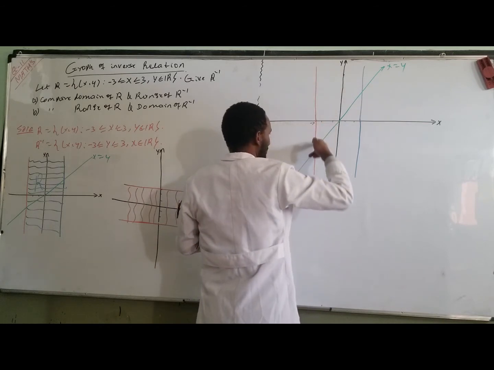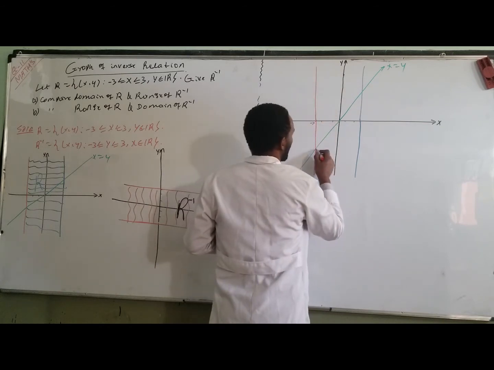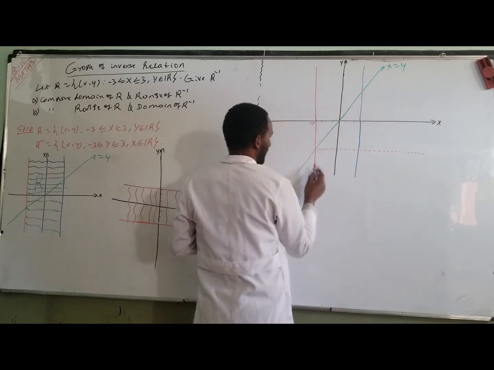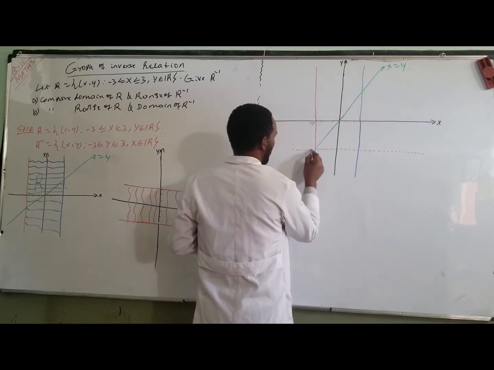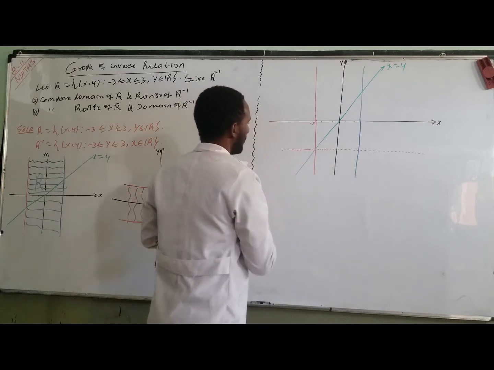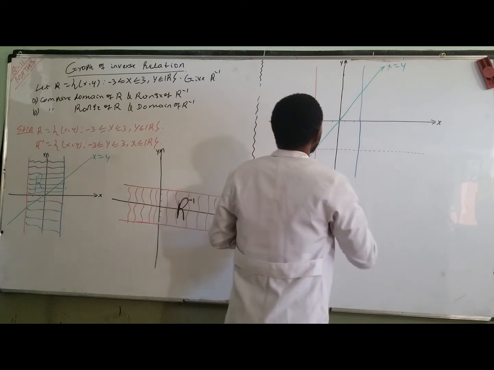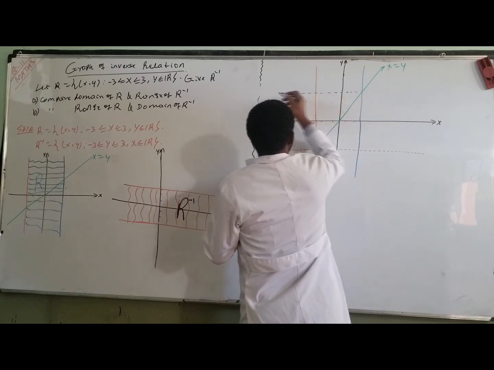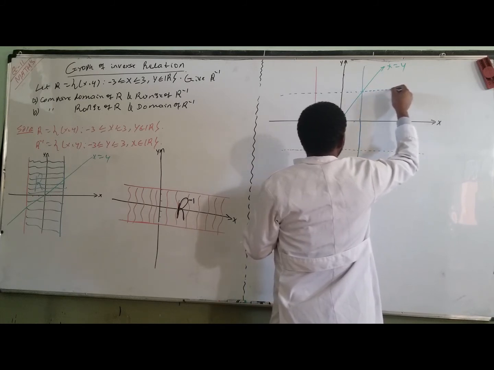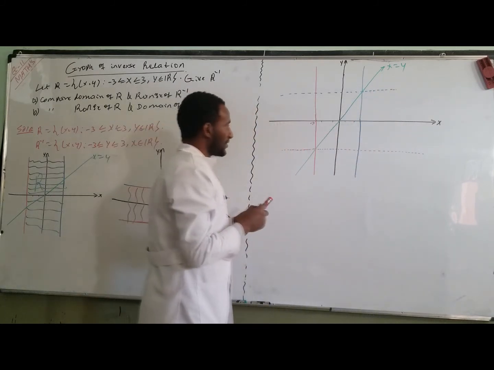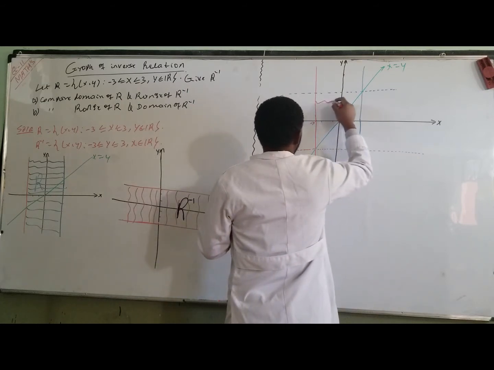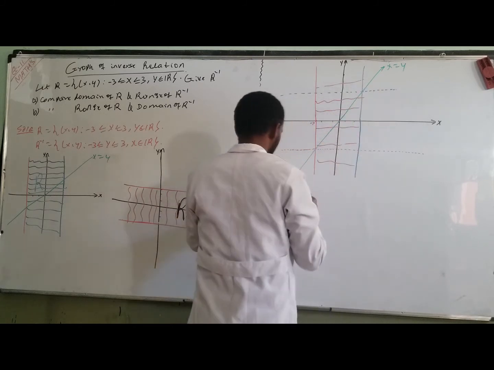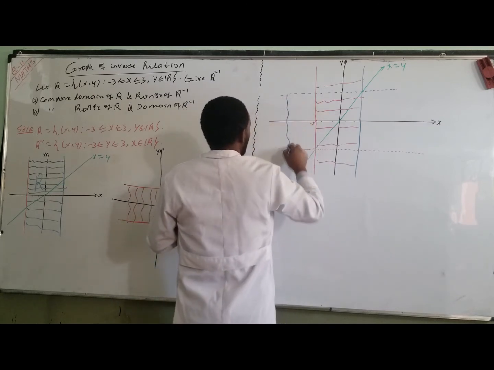this graph or this red line becomes here. This is an image of this one, and the image of this line becomes here. The image of this graph and the image of this line becomes here. And the image of this line is here. Therefore, when we see this, the region between these two lines is R, and the region between these two lines is R inverse.